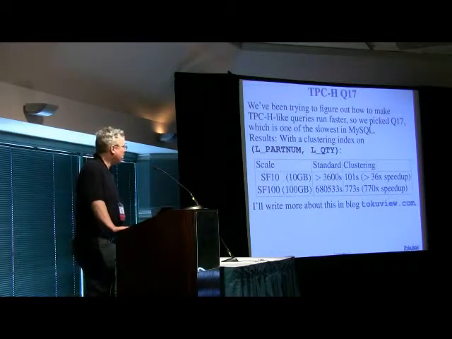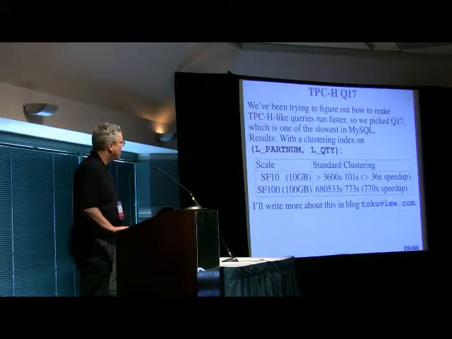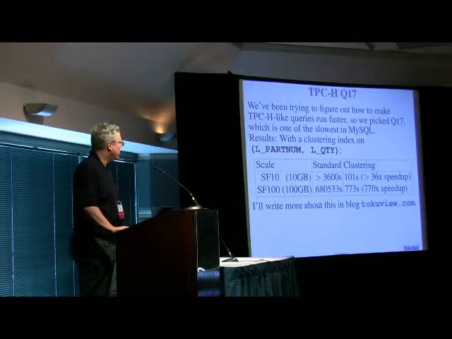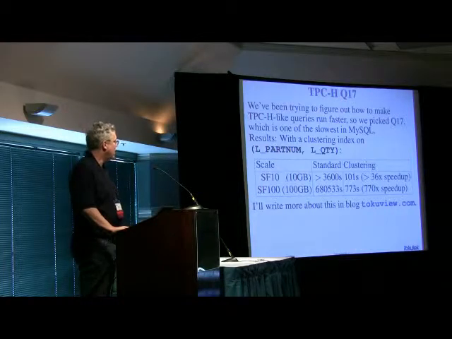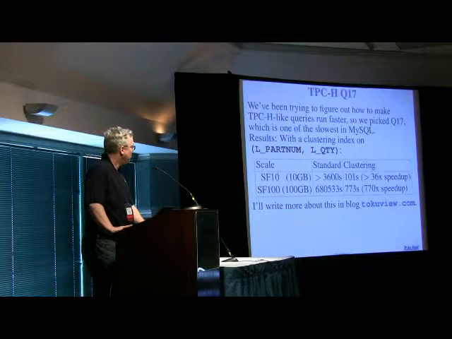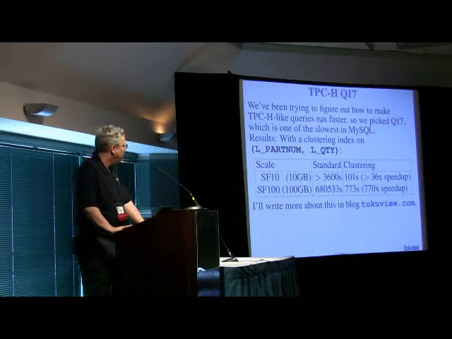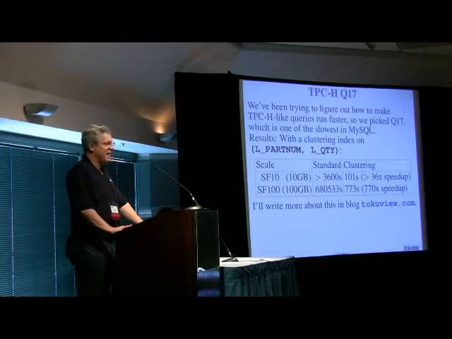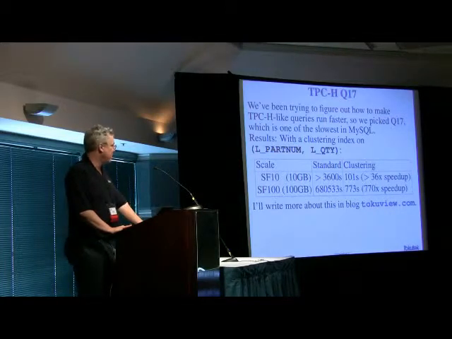One of the ones we picked on for this study was query 17, which is one of the slowest ones, and we made a clustering index on the part number and the quantity. There's a big warehouse of parts that are being modeled. Basically, what we found was that we could speed things up from a particular query running in 680,000 seconds, which is like a week, to 770 seconds, which is like 12 minutes.